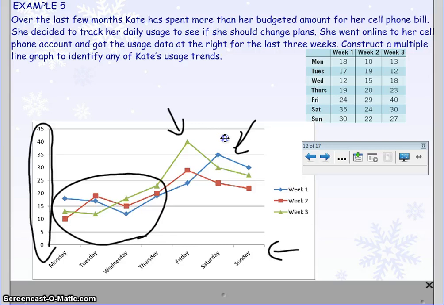And as far as constructing this, I just want to identify a few of them for you. Looking at this, Monday in week 1 was 18 minutes, and you'll see right there, I'm at 18 minutes. Tuesday was at 17 minutes. Wednesday was at 12 minutes. Thursday was at 19 minutes. Friday was at 24. Saturday at 35. And Sunday at 30. So that's how I constructed this. This is a good way to look at it when you have bills and something's just not quite looking right and it looks like you need to make some changes. This would be a good way to go.